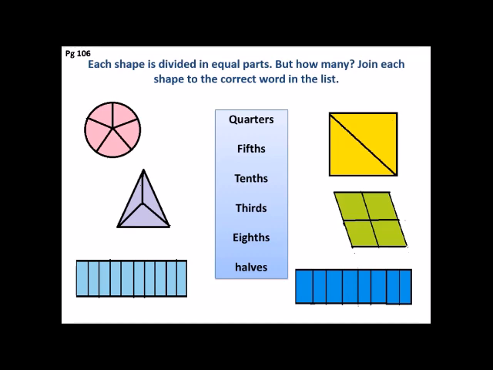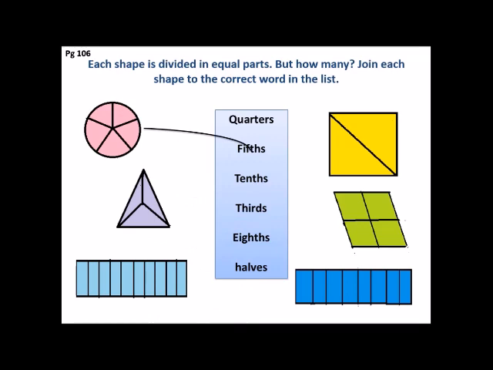Let's match them. On your left side, you can see the first shape, that is circle, and it is divided into how many equal parts? Count with me. 1, 2, 3, 4 and 5. So match the circle with the word fifth. Like this.